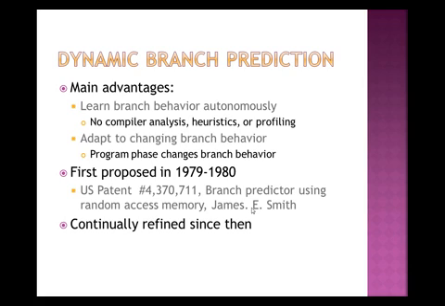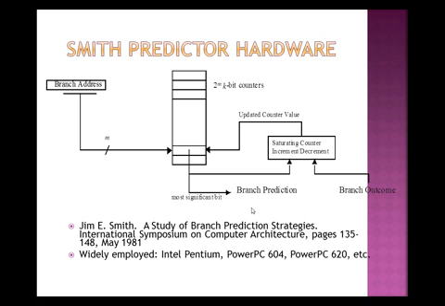Now, dynamic branch prediction. What are the advantages and what are the disadvantages of using dynamic branch prediction? These are the main advantages. It learns branch behavior autonomously, that is, it can run the program without depending on compile time only. Then it adapts to changing branch behavior. It was proposed and launched in 1979 to 1980, and it has been continually refined since then.